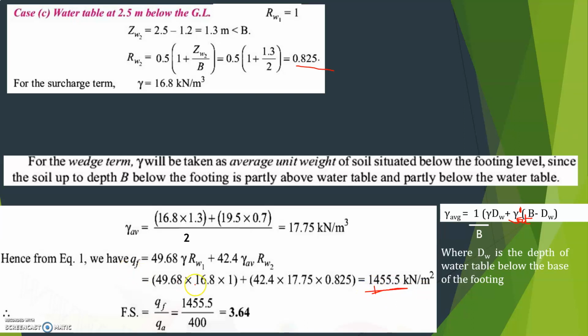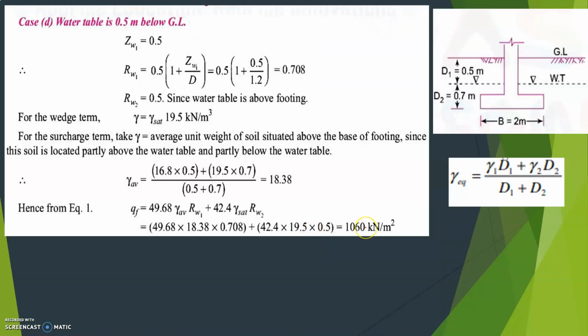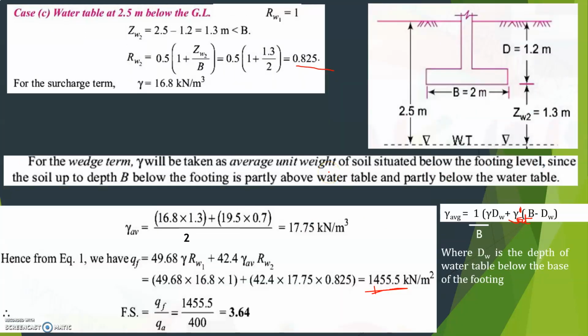So that is the intensity of the ultimate bearing capacity. Now you have to calculate the factor of safety. Factor of safety is equal to the ultimate bearing capacity divided by the load intensity, which is given as 400. When you simplify this, you will get 3.64. Like this you can calculate the factor of safety for the different locations of the water table.